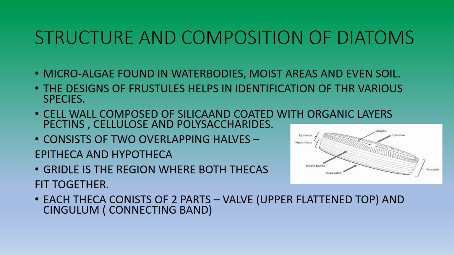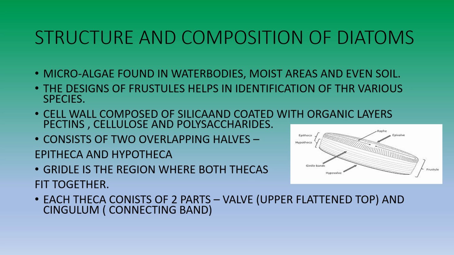The diatoms are microalgae which are basically present in the water bodies but are also present in moist areas and even in the soil. So the design of the fissures that are present in the diatoms differentiate them from one another, and based on the fissures the diatoms are classified into various species. The cell wall of the diatoms is made up of silica, which is made of silicic acid and is coated with organic layers like pectin, cellulose, and polysaccharides.